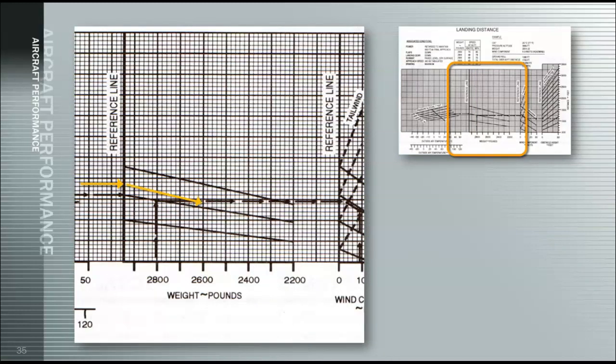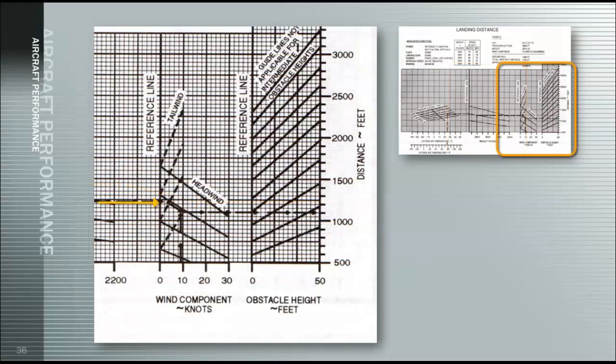And then we draw a line parallel to those lines in the weight chart down to 2,600 pounds. We'll assume that the aircraft weighs 2,600 pounds, and from that point we draw a straight line to the right to the next reference line. Then we follow those lines parallel in the wind component section of the chart, and we stop at our wind of 20 knots. At that point we draw another straight line to the right to the next reference line.